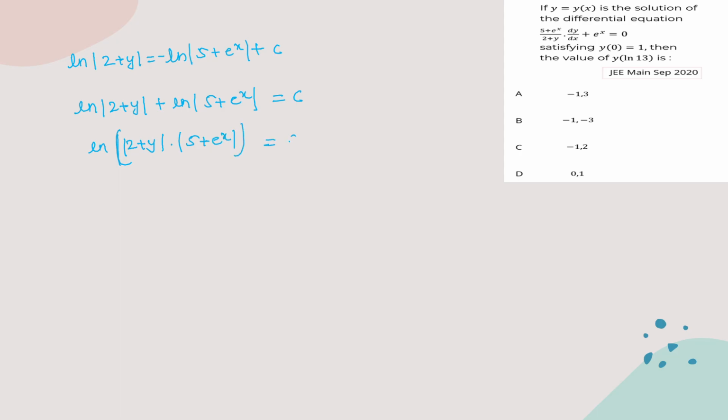Okay, is equal to c, and we can further solve it if you want. But let's not solve it, let's put it like this only, and let's now try to put the y value, the conditions. First condition was given, let's say this is equation 1.